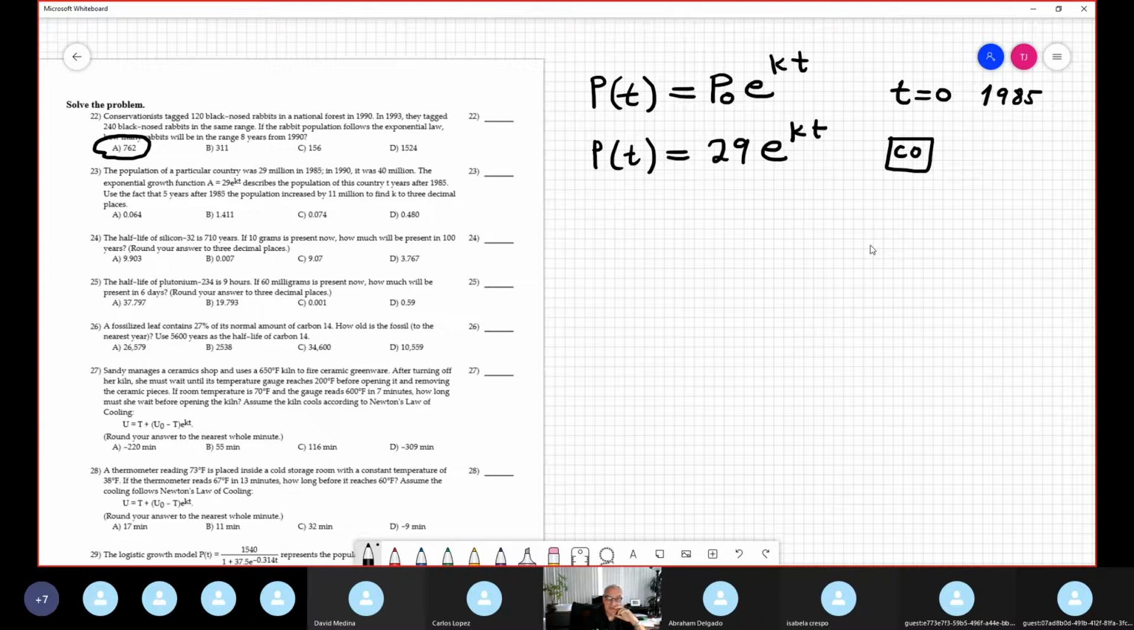However, in 1990, que es t equal 5 years, no? After that, the population is 40. Wow, increasing too fast. This is condition 1. Entonces, this condition 1, in which you have whole information, 5 years, 40 million, because population at 5 years after the 1985, que es 1990, is 40 million.